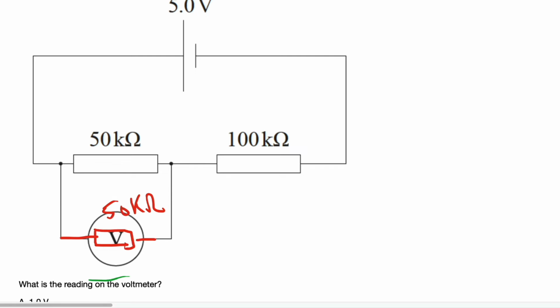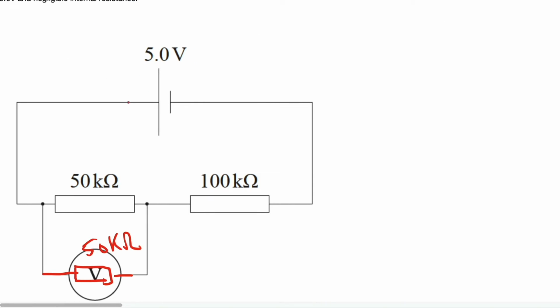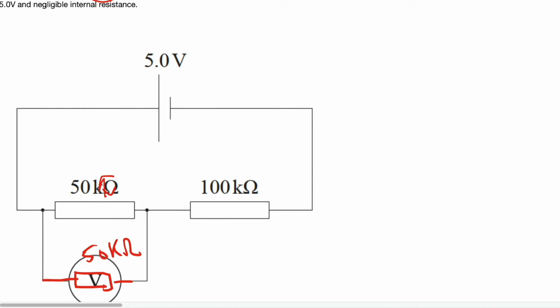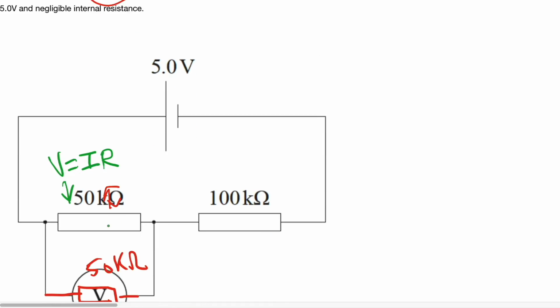Right. And now you just need to solve for the potential difference here. So how do we solve this problem? So the potential V is going to be equal to current multiplied by resistance. And what is the current across here?